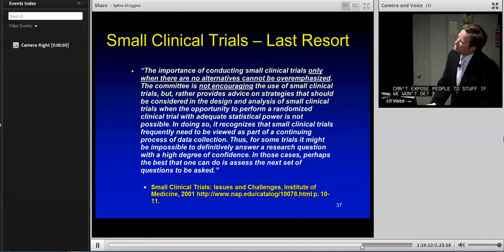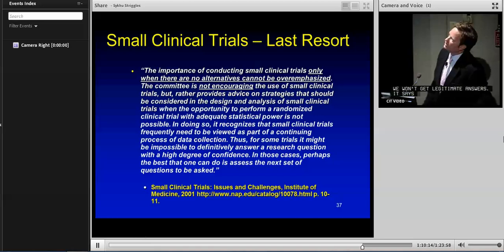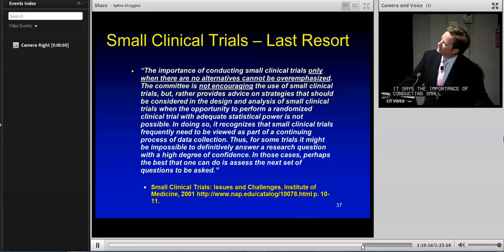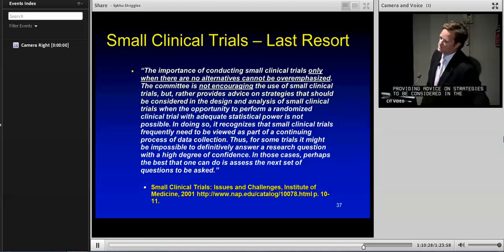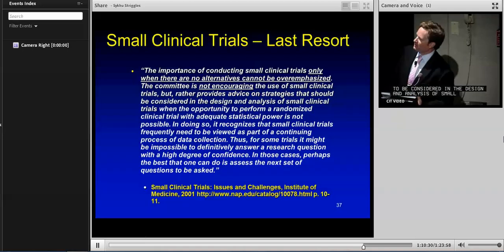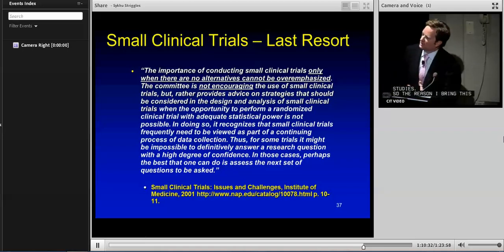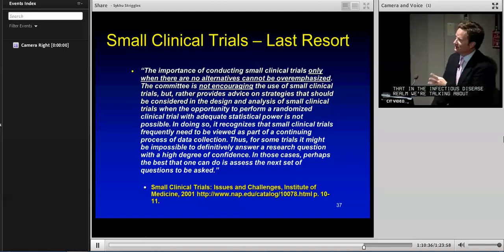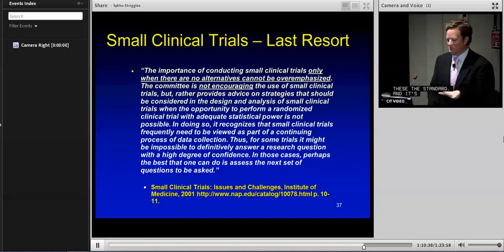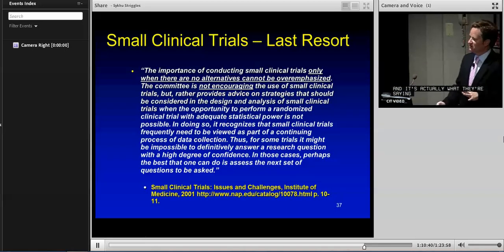And it says the importance of conducting small clinical studies only when there is no alternative cannot be overemphasized, and this committee is not encouraging the use of small clinical trials, but rather providing advice on strategies that should be considered in the design and analysis of small clinical studies. So the reason I bring this up is that in the infectious disease realm, we're kind of talking about making these the standard. And it's actually what they're saying here is, no, these should never be the standard. This is only something that you should do.